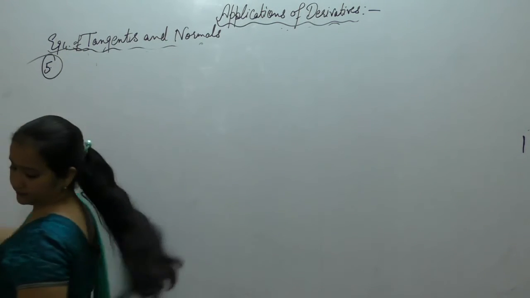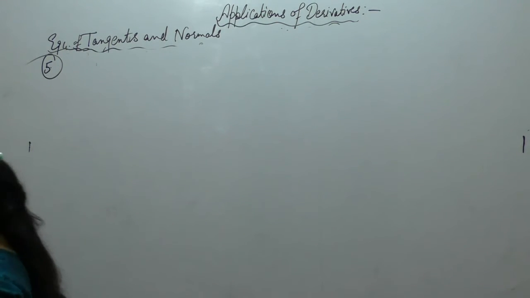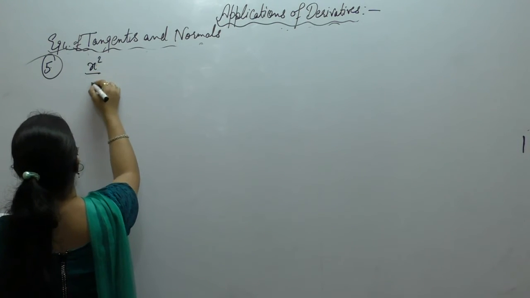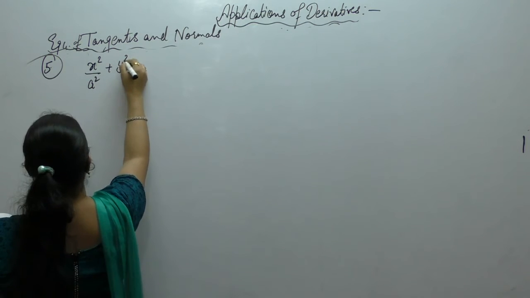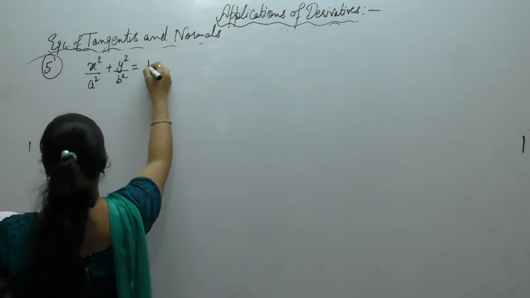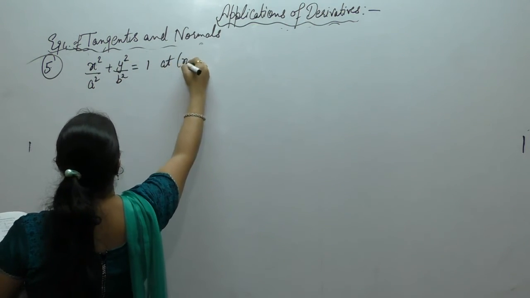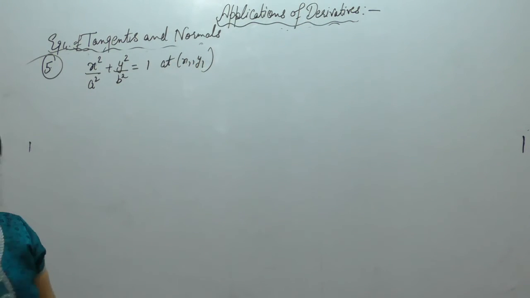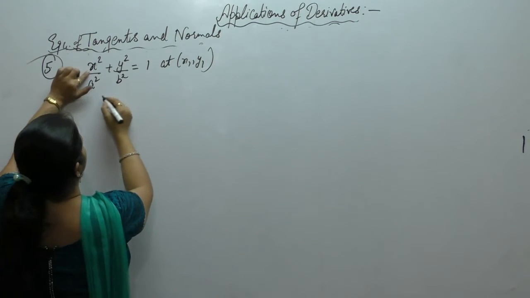Next one is: find the equation of tangent and normal to the ellipse x square upon a square plus y square upon b square equals 1 at x1, y1. Now x1, y1 will lie on this.